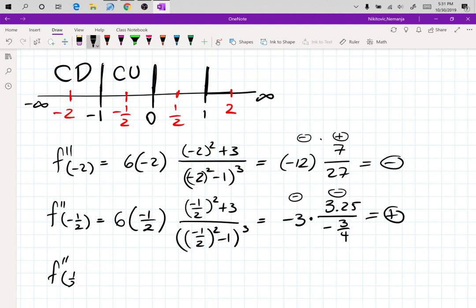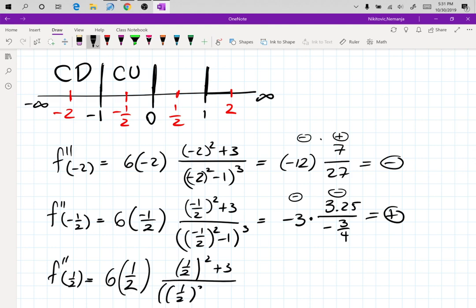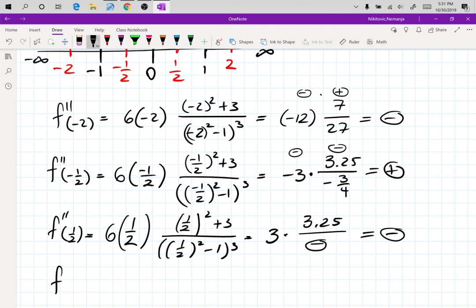Second derivative at positive 1/2: 6 times 1/2, then you have 1/2 squared plus 3 divided by 1/2 squared minus 1, cubed. So this is 3 times, you again have 3.25, divided by another negative number. So now the whole thing works out to be negative because you have positive times negative. And finally, we do this for 2.